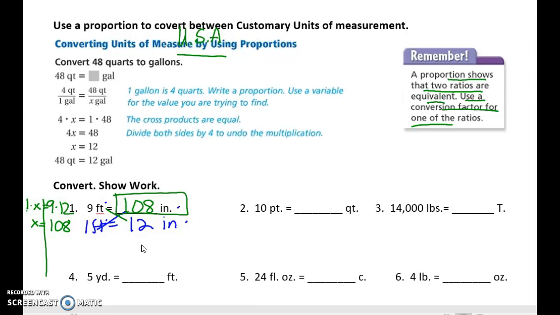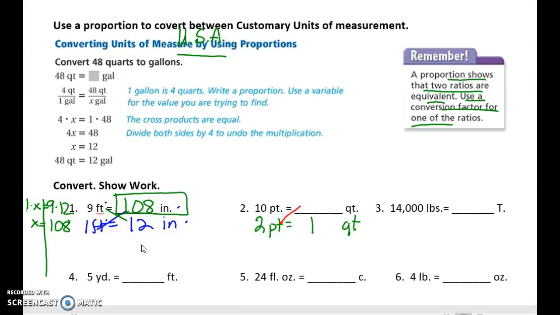Okay, let's go to number 2. How many pints equals how many quarts? Look on your reference sheet. 2 pints equals 1 quart. And I want you to notice how I wrote mine down. I lined up pint and pint, quart and quart. I kept it all nice and lined up. And now that I have that written down, I'm ready to do my cross multiplication.